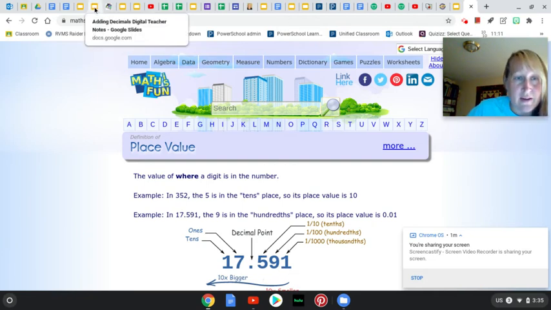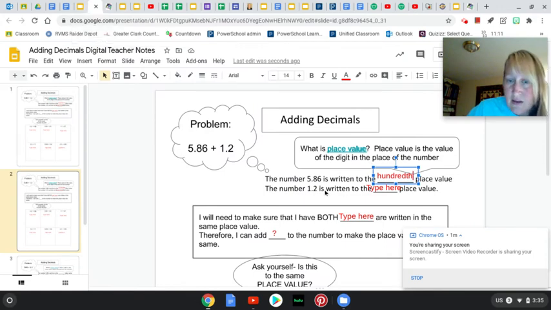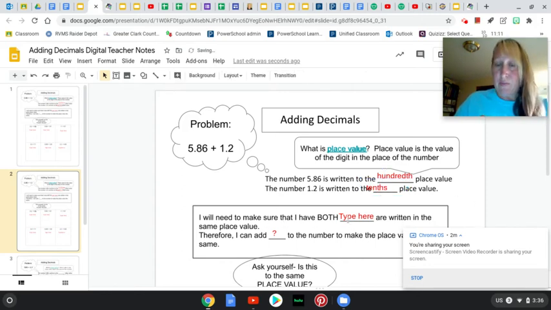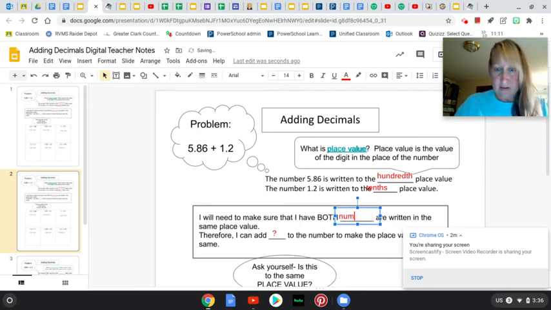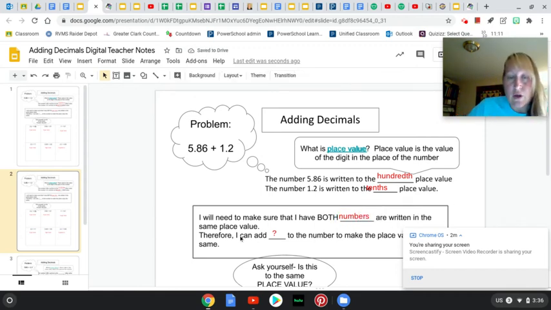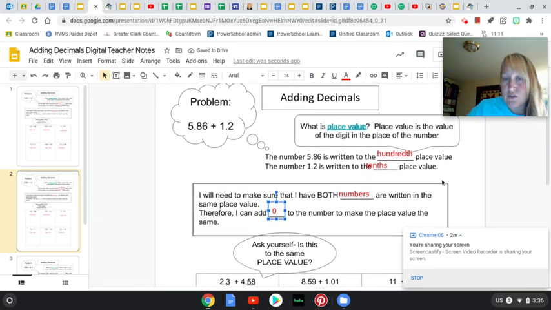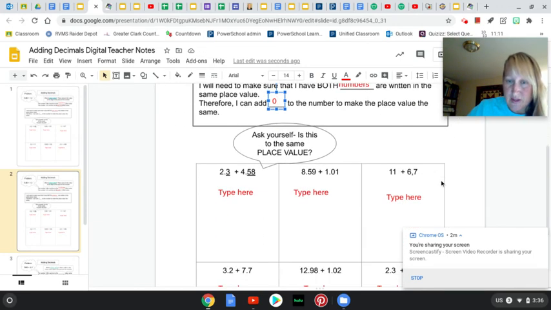So going back, the number 1.2 is 1 and 2 tenths. So that means that we will write tenths right here. Okay. I will need to make sure that I have both numbers written in the same place value. So therefore I can add zeros to the number to make the place value be the same. So let's do a couple of examples and then you guys will practice a few.